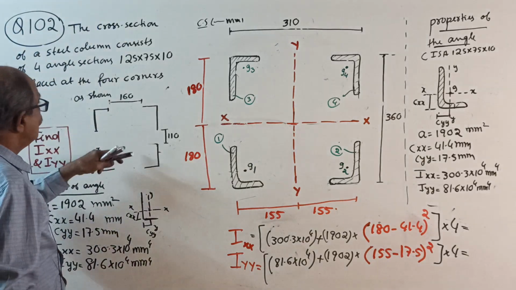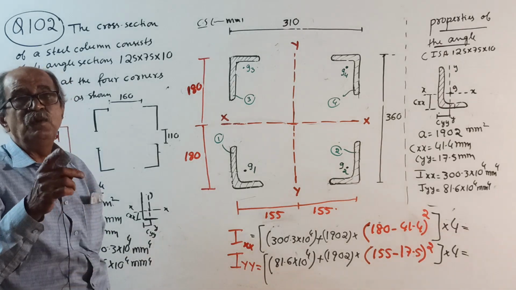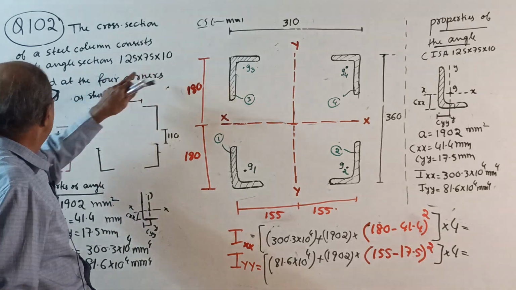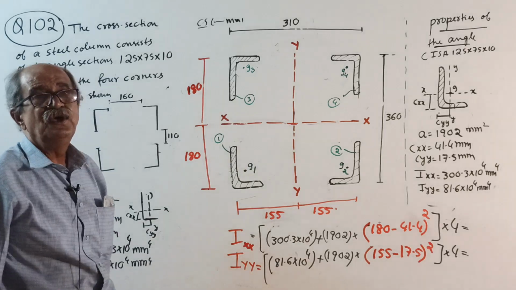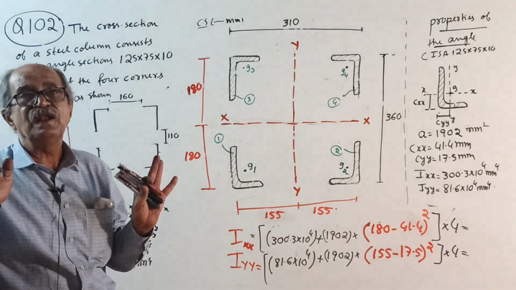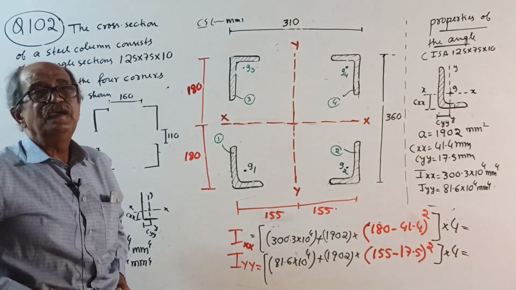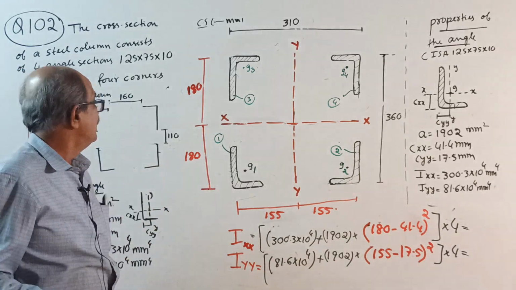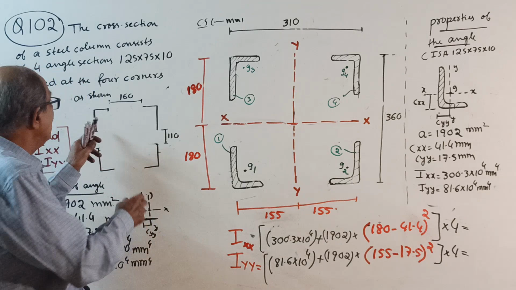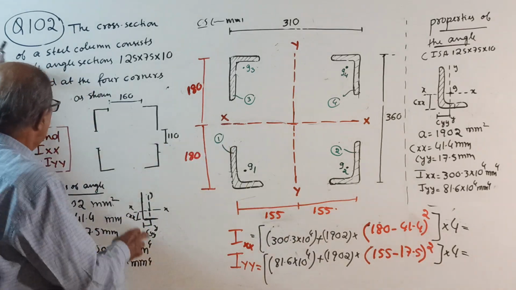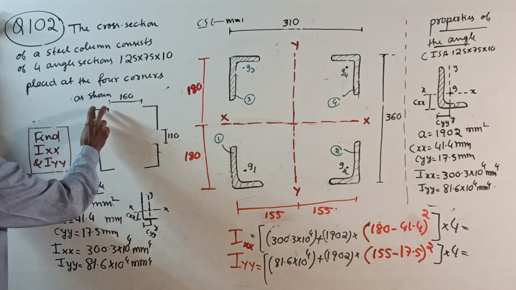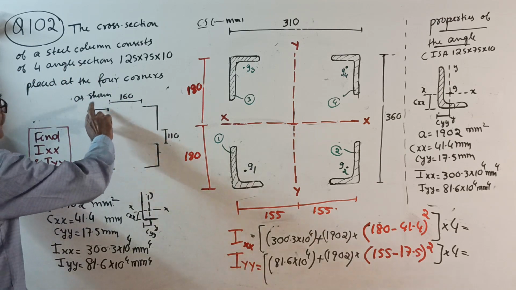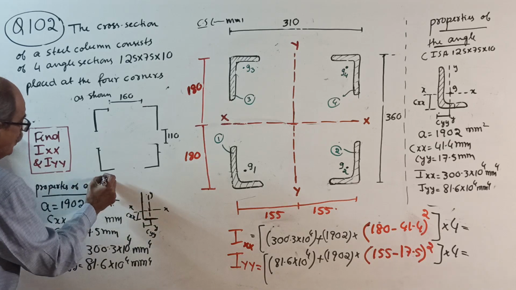Or, instead of giving a sketch, they can tell by words. What will they tell? 4 angles, 125/75 by 10, placed at the four corners with longer leg vertical. They can give it that way. Vertical means in the paper plane. Actually everything is horizontal because it is a plan. In the placing, longer leg vertical as per this sketch, YY. This is 75. You can do one thing: once the sketch is given, write this sketch once again. At that time, we want the total length here.